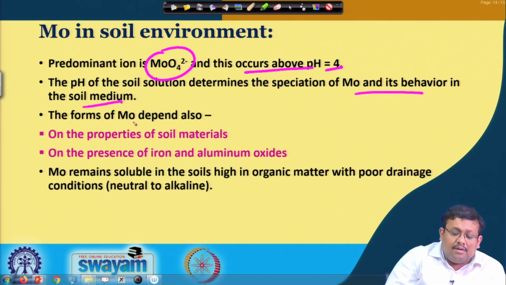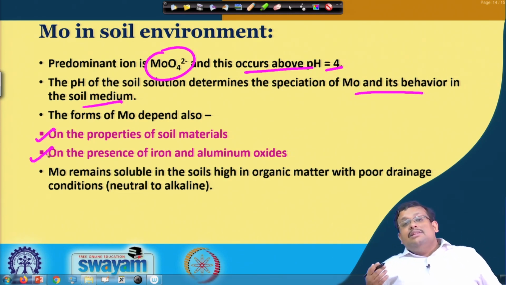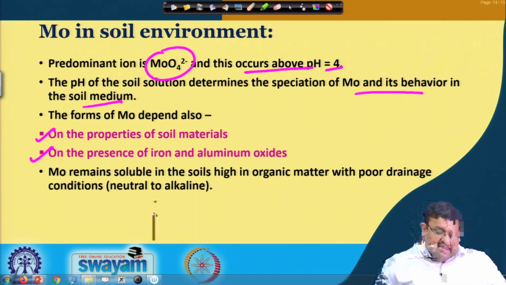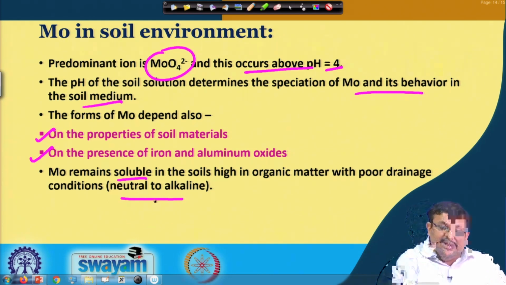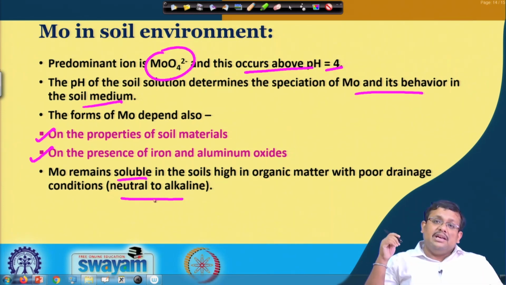The forms of molybdenum depend on the properties of the soil materials, obviously, and secondly on the presence of iron and aluminum oxides. Molybdenum remains soluble in soil high in organic matter with poor drainage conditions, from neutral to alkaline range. So that is why in alkaline soil they are more prone to leaching.